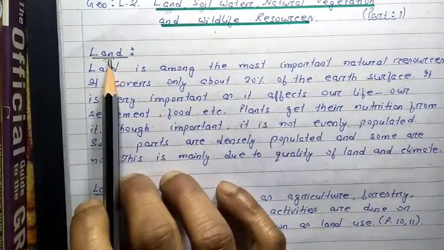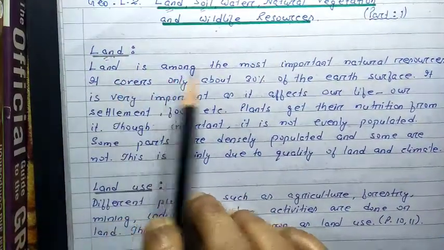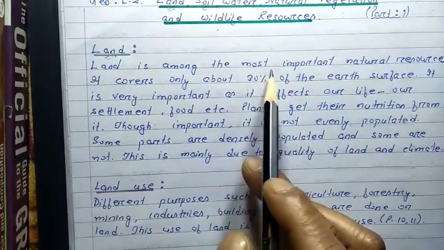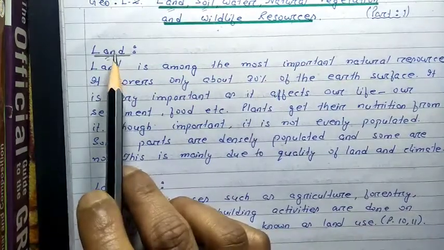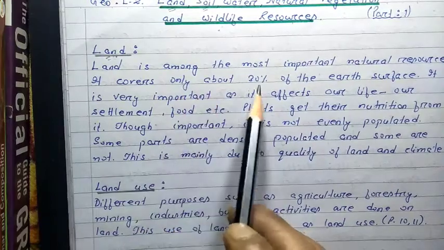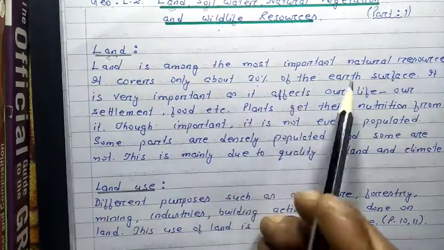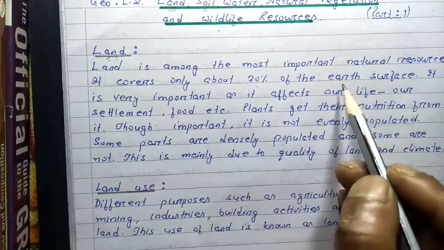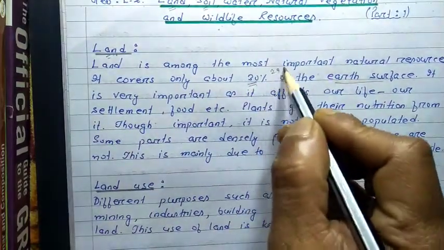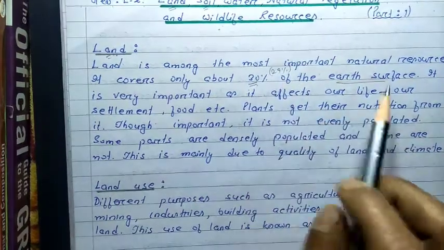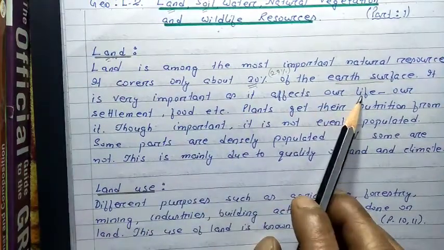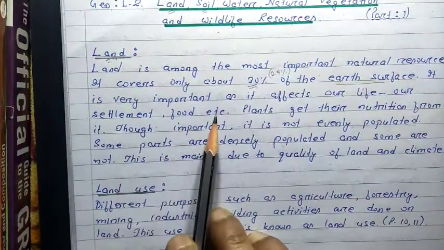Now comes land. Land is among the most important natural resources. If we consider all the natural resources, we can say that land is one of the most important resources. It covers only about 30% of the earth's surface, or you can say exactly 29% of the earth's surface is covered by land. It is very important as it affects our life, our settlement, food, etc.